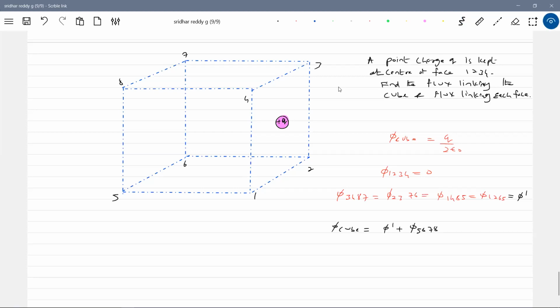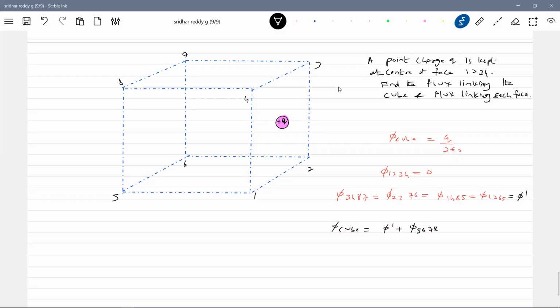The flux linking the cube we know is q by 2 epsilon naught. For the flux linking 5, 6, 7, 8, we have to use the formula I gave. With that, we will know the flux linking the other 4 faces. Why should the other 4 faces be equal? Because the number of lines of force passing through the surfaces 3, 4, 8, 7 and 2, 3, 7, 6 will be equal. This we can calculate by the formula for the opposite face, and since we know it for the cube, we will get the answer.